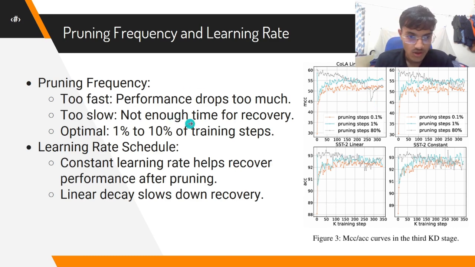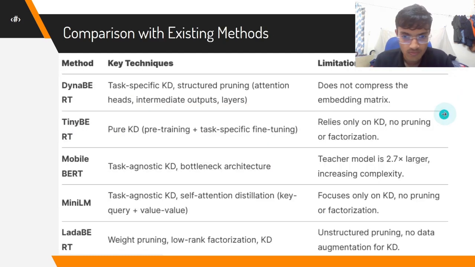And if we keep it too slow, then there will not be enough time for the model to learn during knowledge distillation. Not many steps would be left for that part. And on the effect of learning rate schedule, we found that the constant learning rate schedule is best suited for helping the model recover after we have done the pruning. And linear learning rate schedule slows down the recovery process, so it should not be used after the pruning step. We can use it in the initial training steps.